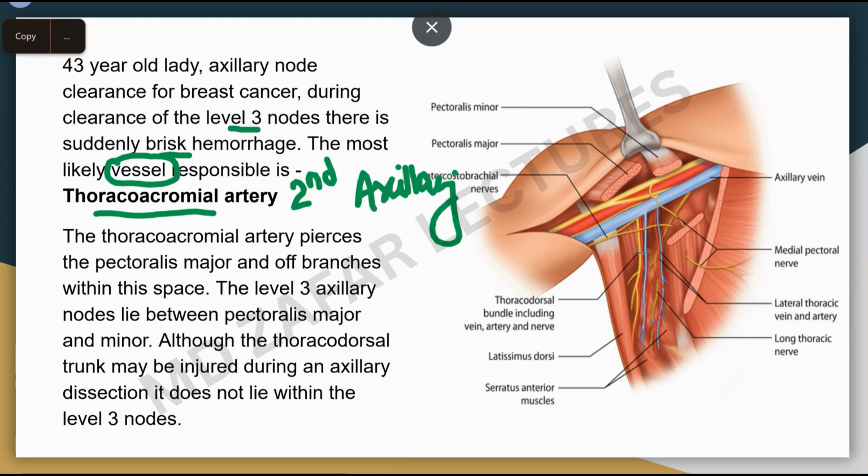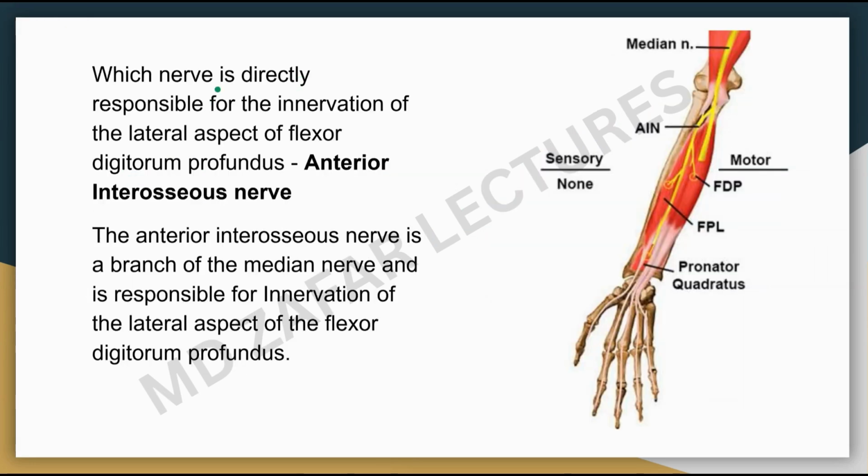I've explained that different nerves can be asked, and this is the question where we have discussed which vessel can get involved. So next we have: which nerve is directly responsible for innervation of the lateral aspect of the flexor digitorum profundus? We know that it is supplied by the AIN, which is one of the motor branches of the median nerve. So the median nerve is going to give the AIN, and the AIN is going to supply the lateral half of the FDP, that is the flexor digitorum profundus, flexor pollicis longus, and pronator quadratus.